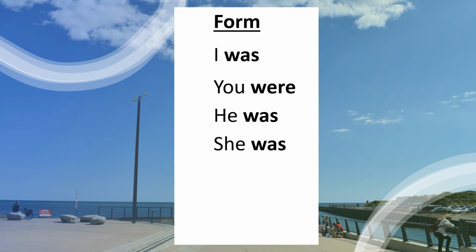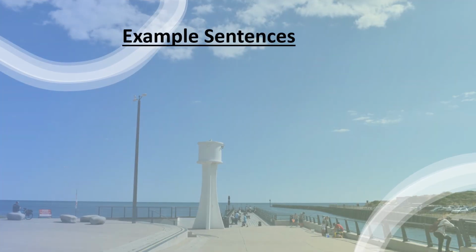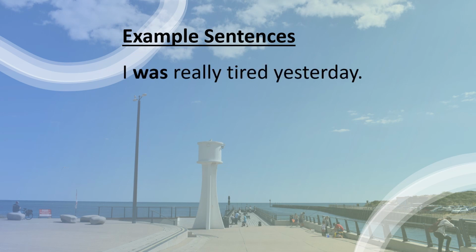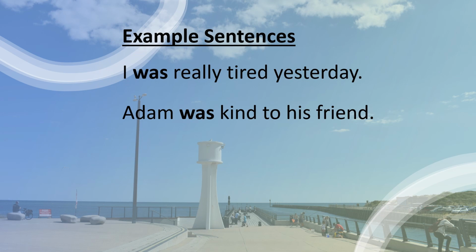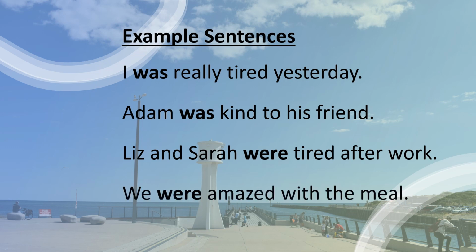Here's the form. We say I was, you were, he was, she was, it was, we were, and they were. Here are some example sentences. I was really tired yesterday. Adam was kind to his friend. Liz and Sarah were tired after work. We were amazed with the meal.